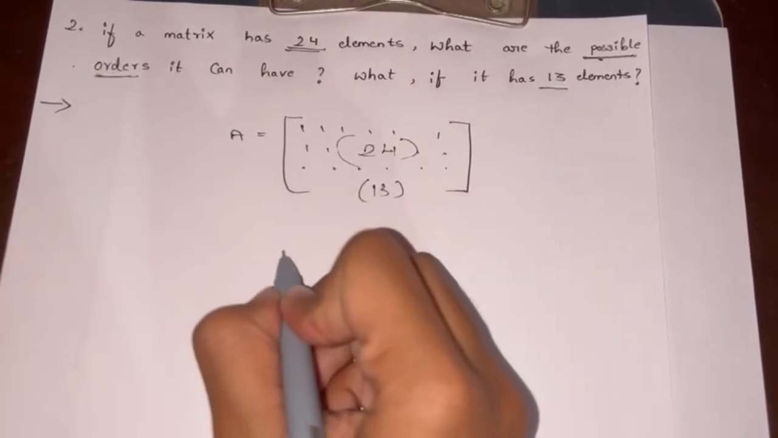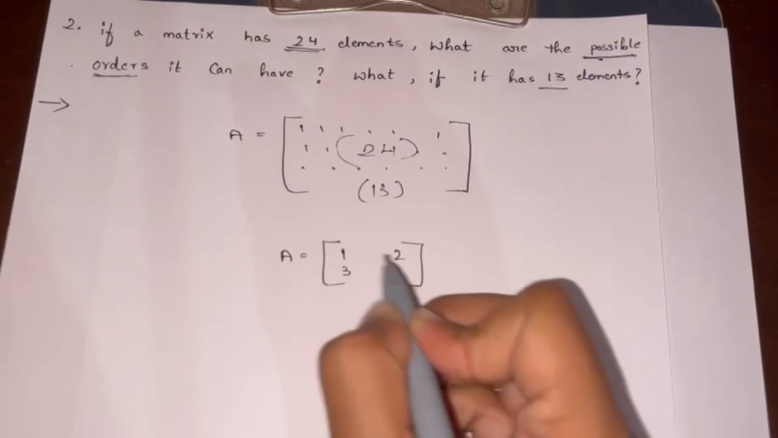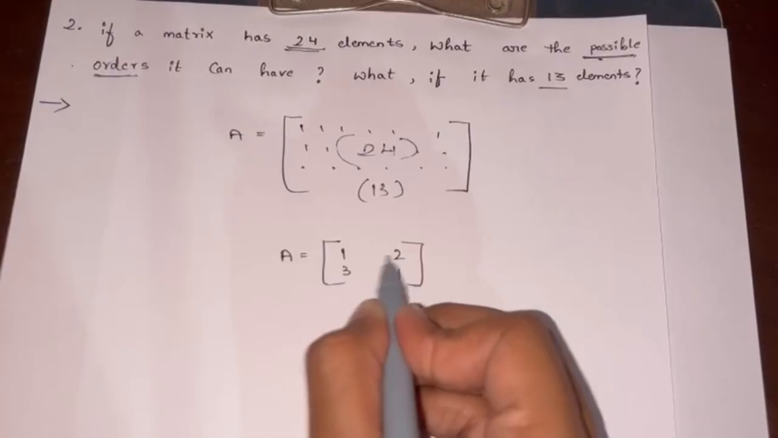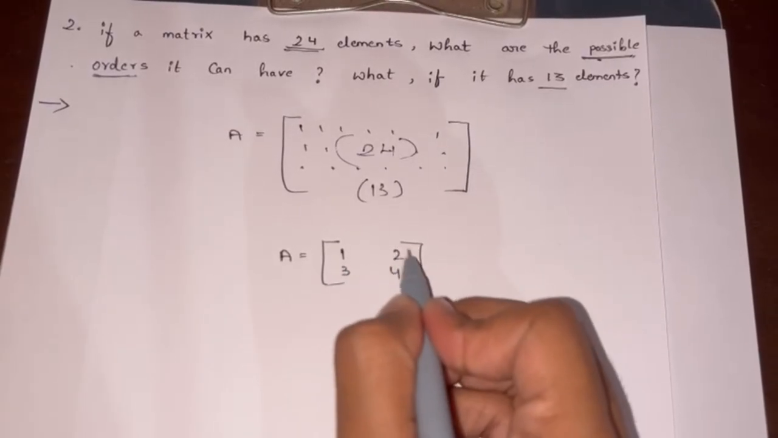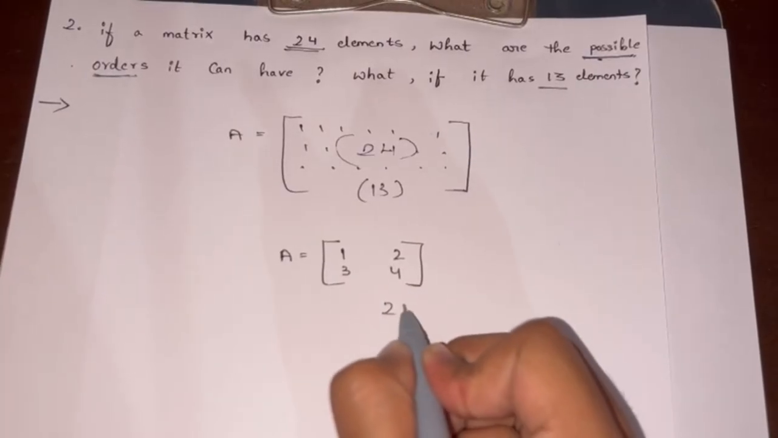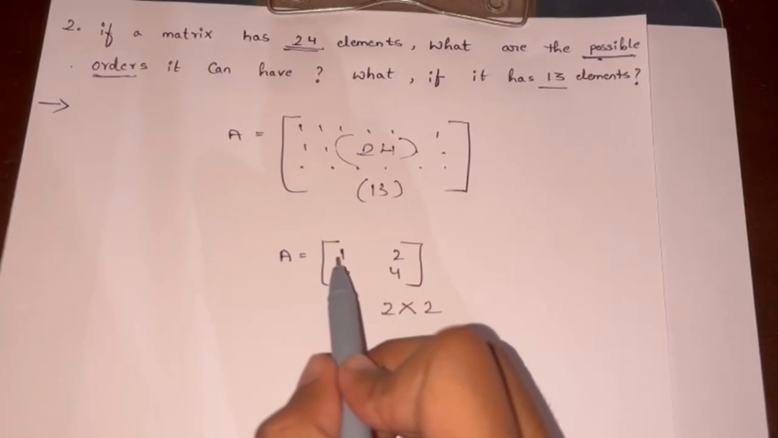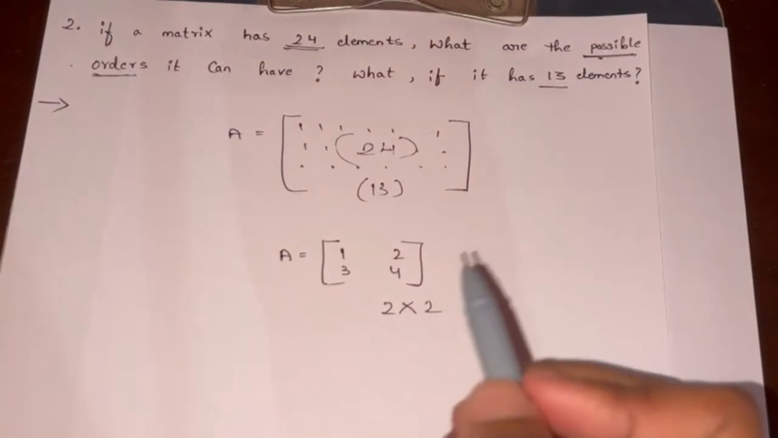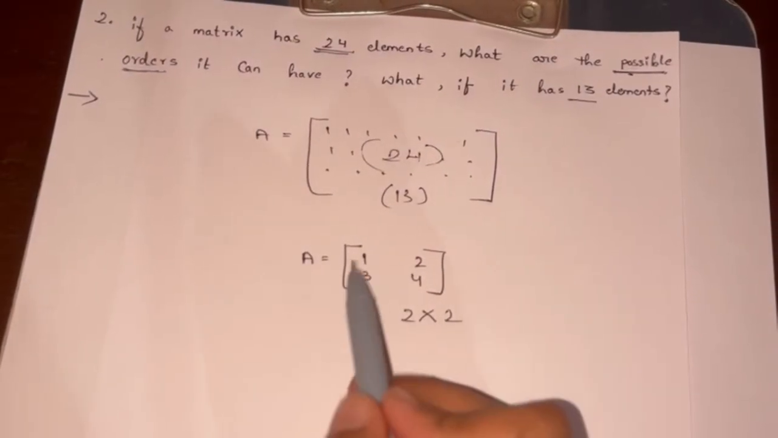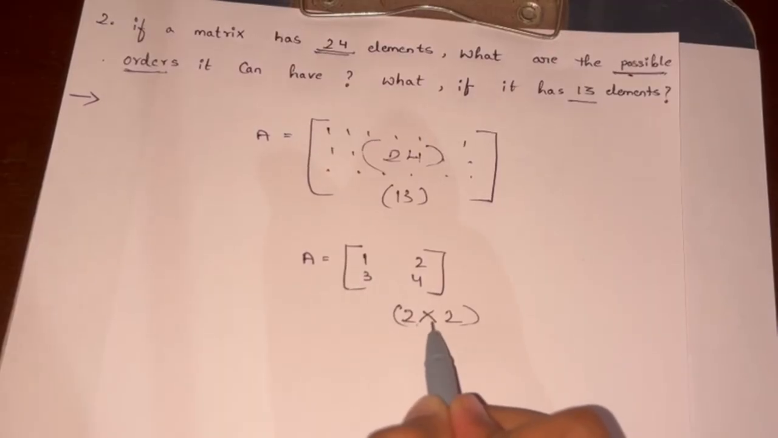So we will take simply the example 1, 2, 3, 4. Here this A matrix is containing 4 elements. 1, 2, 3, 4. So completely this consists of 4 elements. So the possible order will be 2 into 2. Basically here we have to say the total number of rows and columns that can represent each matrix. So here we can see there are 2 rows and 2 columns, so easily we can denote the possible order of this matrix as 2 into 2.